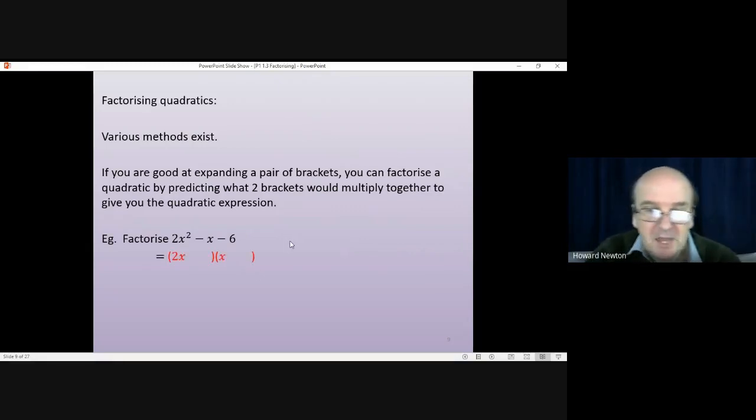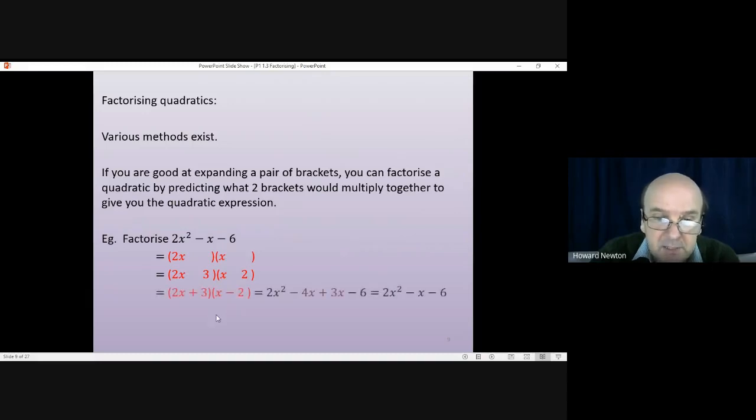So for instance, if you had 2x squared minus x minus 6, you know the brackets must begin with 2x and x, nothing else makes sense. 3 and 2 or 6 and 1 are the only two possibilities. So you would consider 3 and 2 as a possibility, you would consider 6 and 1. And then you've got to consider the possibilities with pluses and minuses. Now in this case, if you had 2x plus 3 times x minus 2, that does the job.